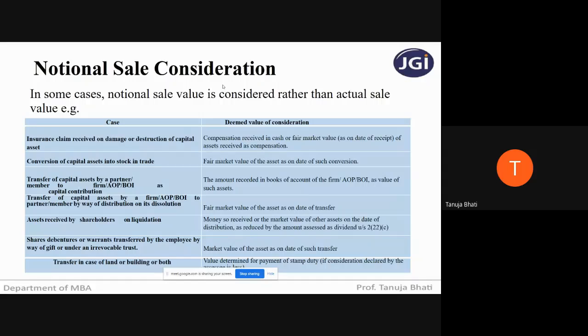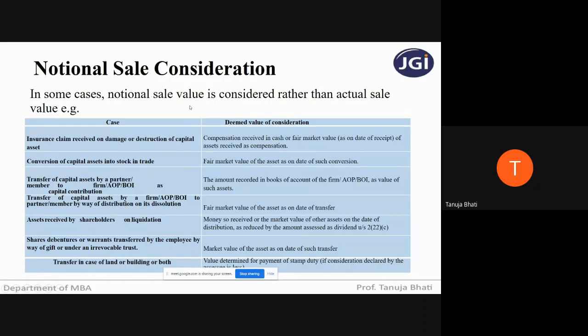Sometimes you are transferring your capital asset, but you are receiving some consideration. There are some situations where you're receiving some consideration where it is not actually a sale that you're making. There are certain cases where there is no actual sale, but still you're receiving some consideration, some compensation. In those cases, you have to take the sales consideration as notional sales consideration. Let us see those cases.